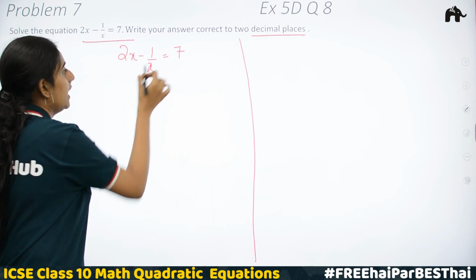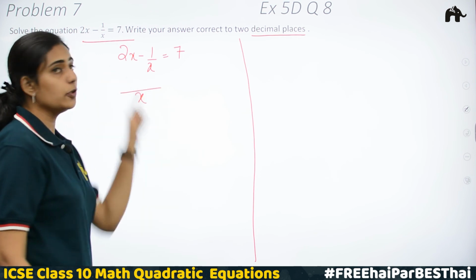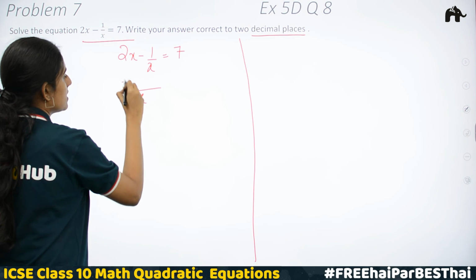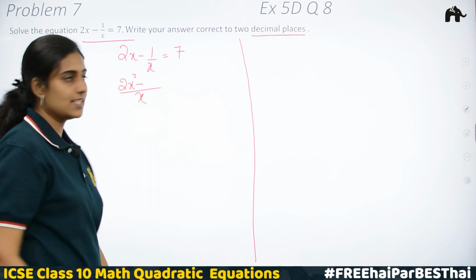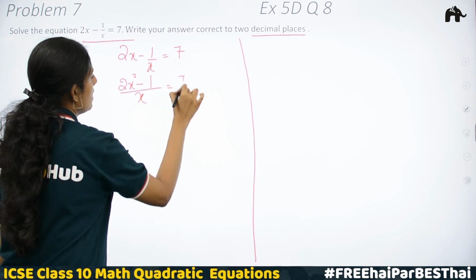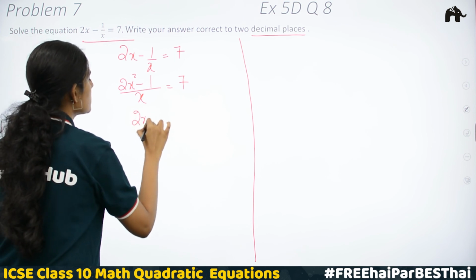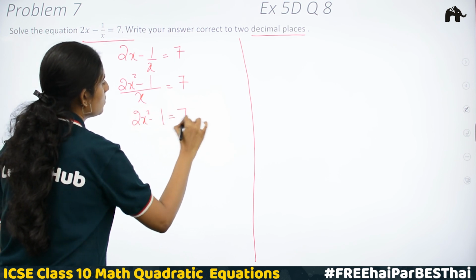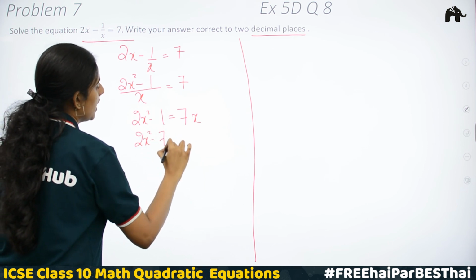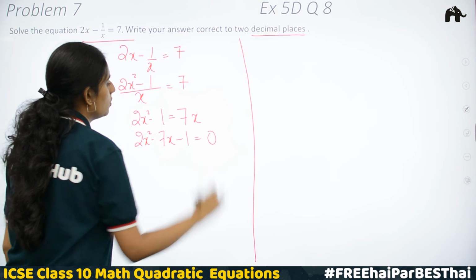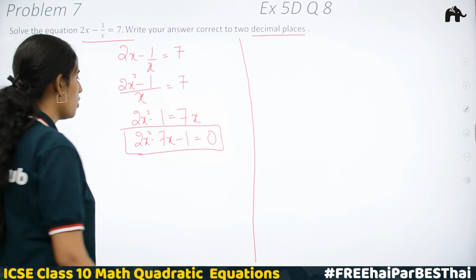Take the LCM. LCM is x. What you get in the numerator? 2x into x, that is 2x square, minus 1 into 1, that is 1, is equal to 7. Taking x to RHS, 2x square minus 1 is equal to 7x. Rearranging, 2x square minus 7x minus 1 is equal to 0. Now this is a quadratic form. We obtained a quadratic form.